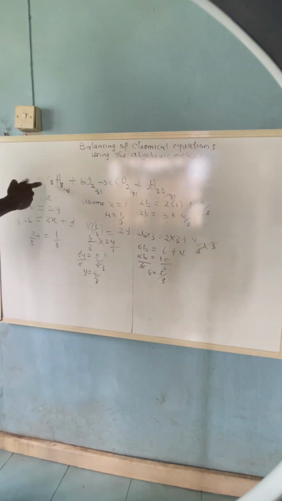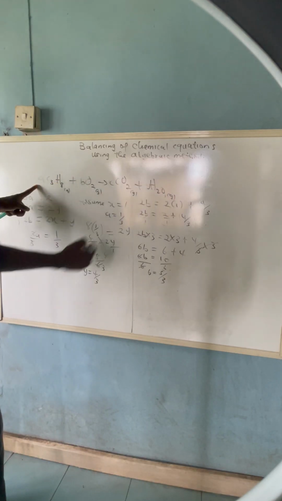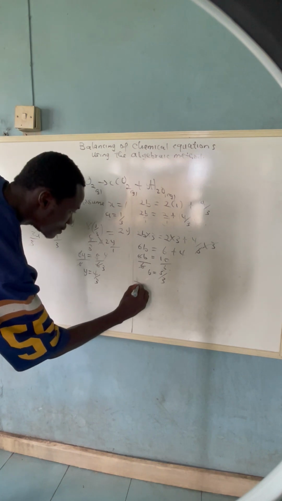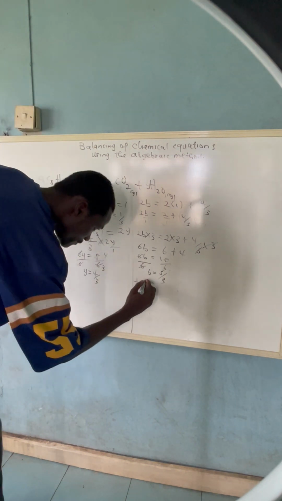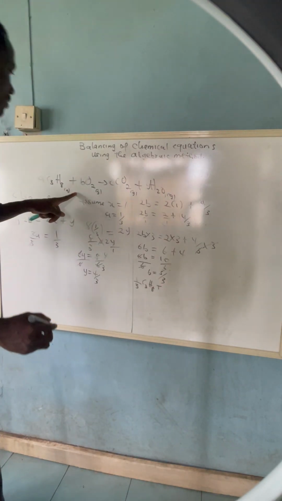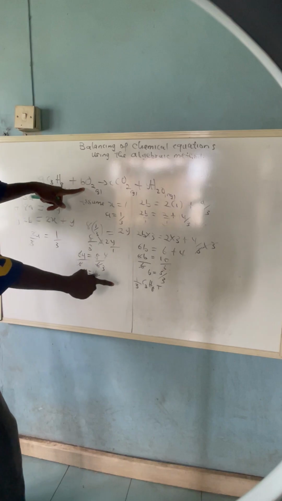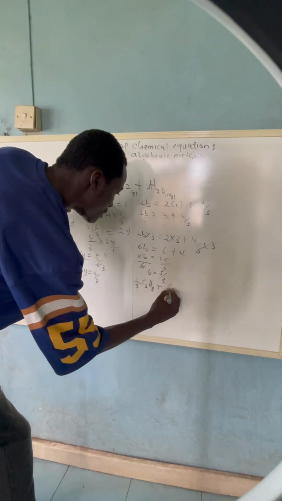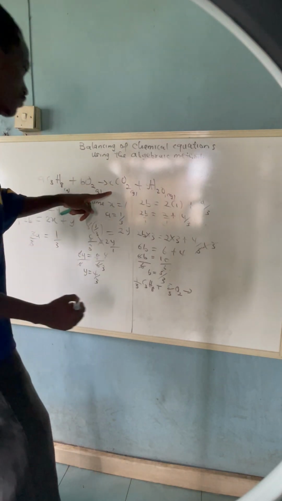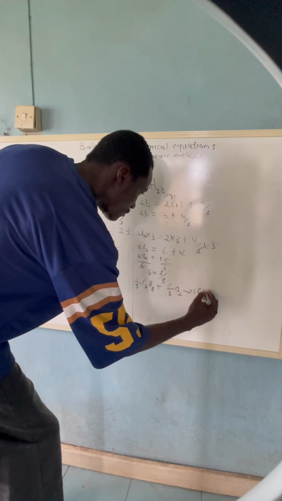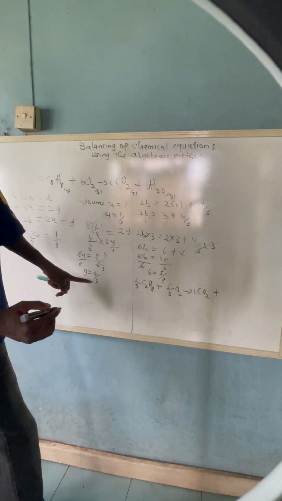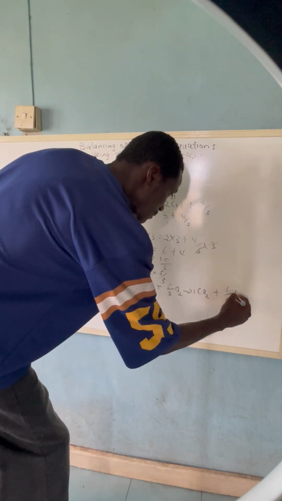So we are going to substitute the values we've gotten into the initial equation. A is 1 over 3, so we have 1 over 3 C3H8 plus B, which from our calculation was 5 over 3 O2, to give us X, which was 1, so 1 CO2, plus Y, which was 4 over 3 H2O.